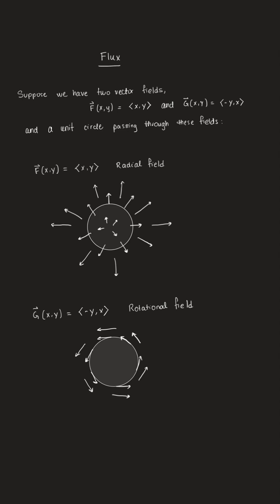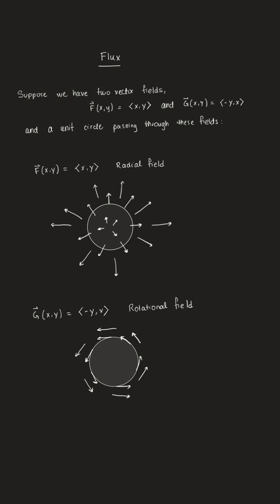In this video we're going to discuss the idea of flux of a vector field over a curve. Let's first start with our two known vector fields, F(x,y) = ⟨x,y⟩, the radial field, and G(x,y) = ⟨-y,x⟩, the rotational field. Let's also suppose that we have a unit circle that passes through each of the fields. In the first image we have our radial field and the unit circle, and in the second image we have the rotational field along with the unit circle.